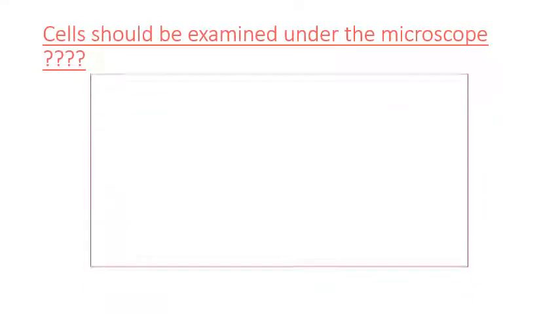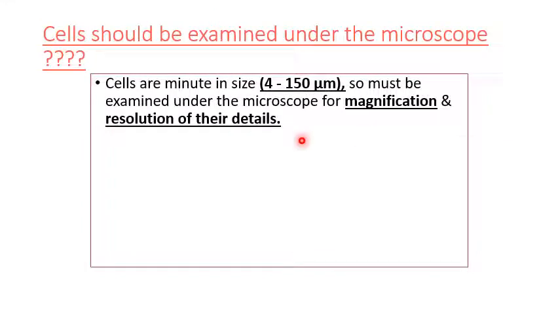Cells should be examined under the microscope. Why? Because the cells are minute in size, ranging from 4 to 150 micrometer. So they must be examined under the microscope.